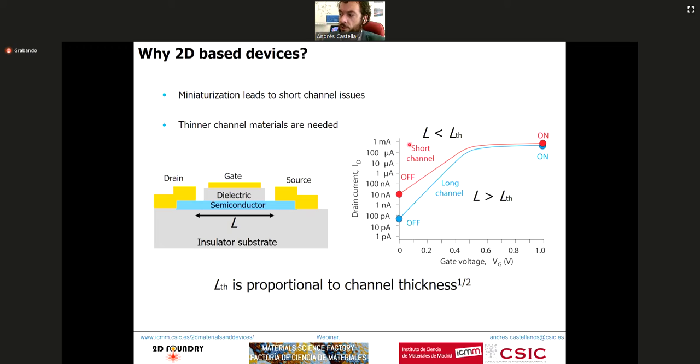But you can overcome this problem by making the semiconductor channel thinner, because you start having these short channel issues when the length of the channel is shorter than a threshold length, and this threshold length is proportional to the square root of the channel thickness. So the thinner your semiconductor channel, the shorter you can make it without having any problems. That's why the semiconductor industry is interested in two-dimensional semiconducting materials, these van der Waals materials.